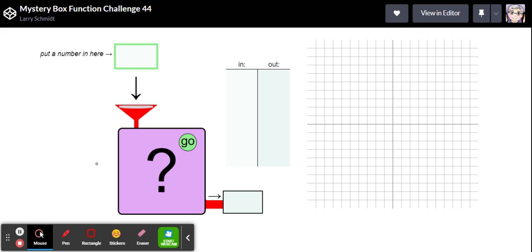In that purple box there is some mystery math and your job is to figure out what that math is. Use the link in the description, pause the video and get to this page to try out as many numbers as you like, put them in the top, see how they come out transformed at the bottom, and use that to guess what's inside the mystery box. Then come on back, play the rest of the video and see if I get the same thing you do. All right, let's get started.